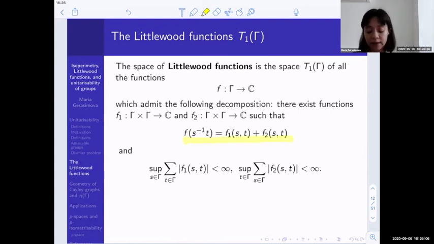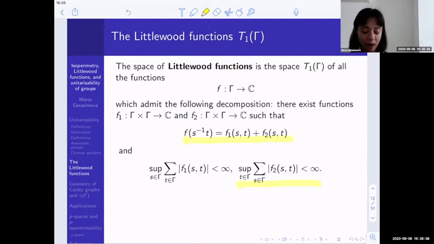So for any S and T in my group gamma, I can decompose the value of f of their product as the sum of two functions of two variables. And I also need something like this. If I take the supremum over all S and sum over T, this supremum will be less than infinity, and the other way around if I take the supremum over T. So this is some condition which I want to be satisfied.